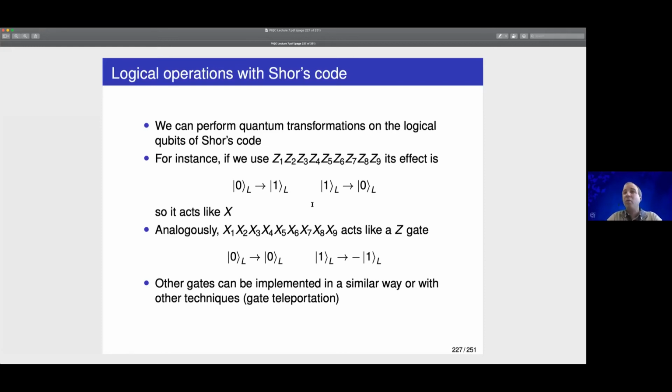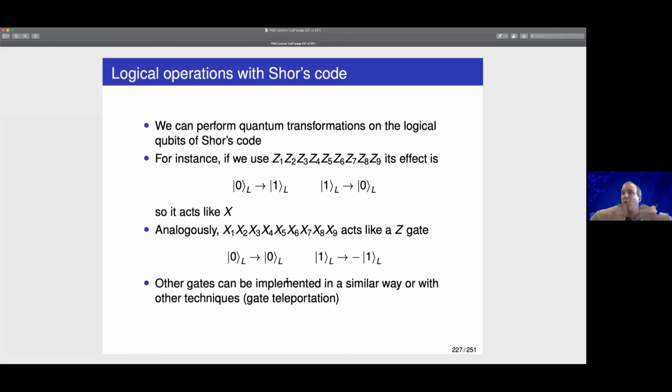Okay, but there are other techniques. For instance, gate teleportation. If you remember from the second lecture, I told you that this gate teleportation could also be used in order to implement logical gates in error correcting codes. I'm not going to go into the details because they are a little bit more complicated, but if you want to take a look at that, I can provide some pointers, and it's not much more complicated than what we have studied.